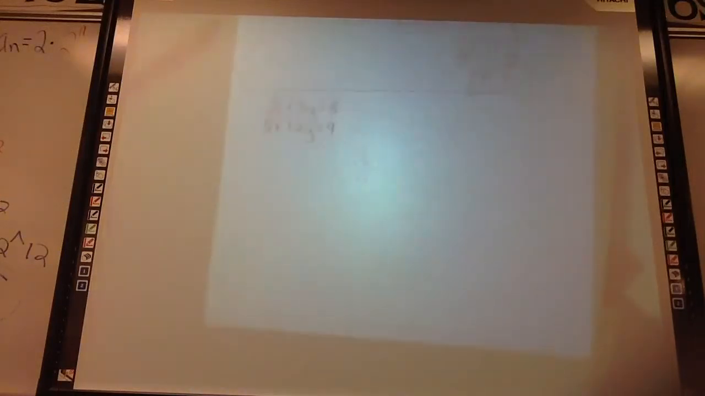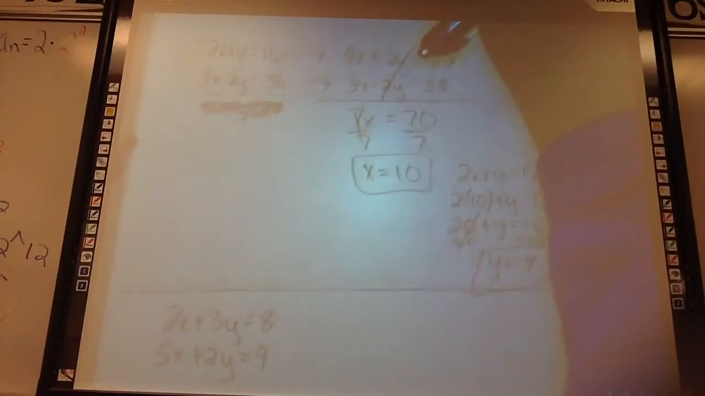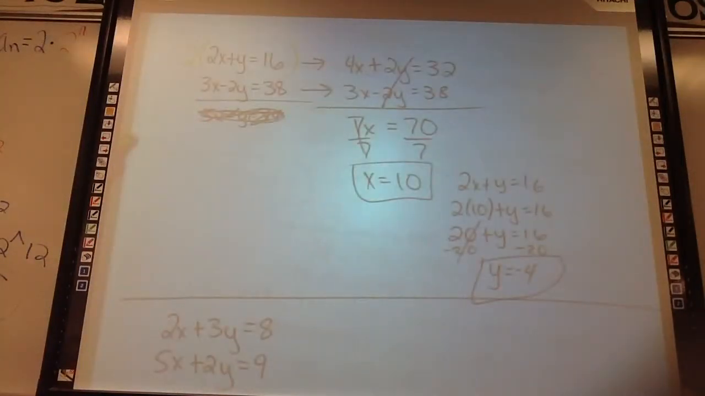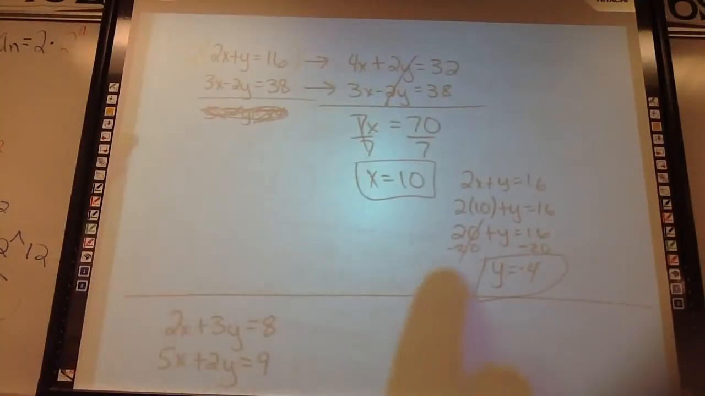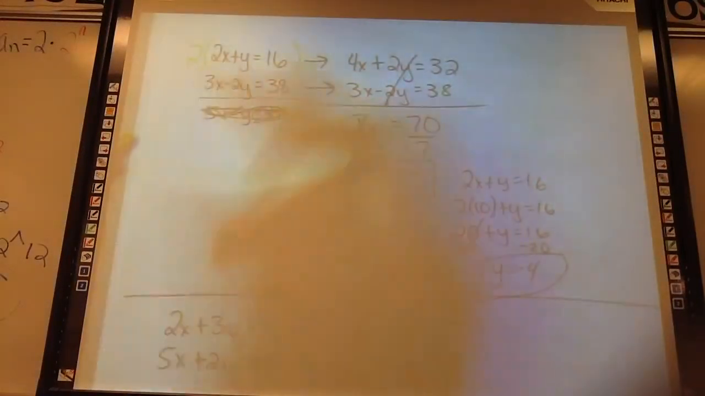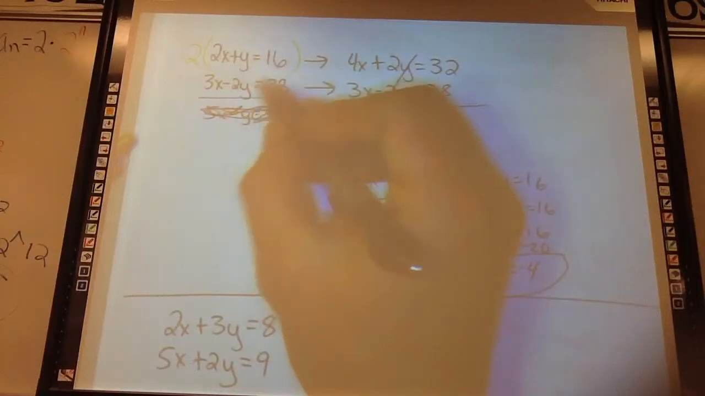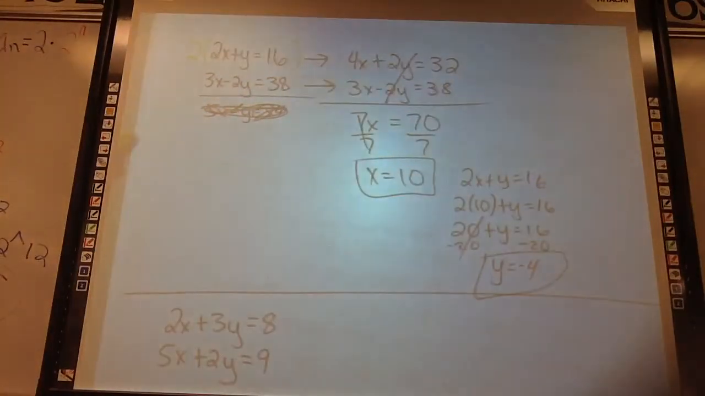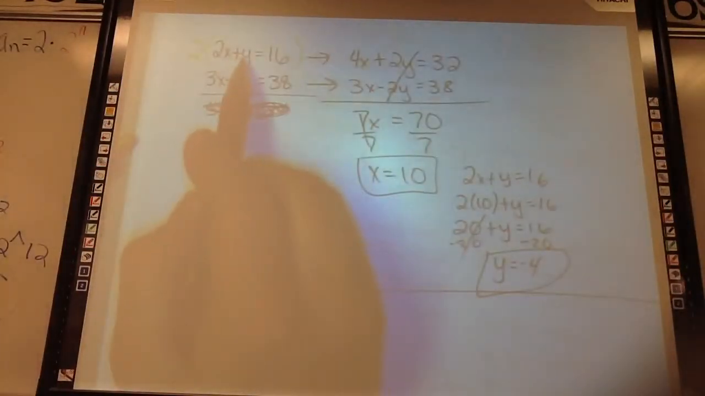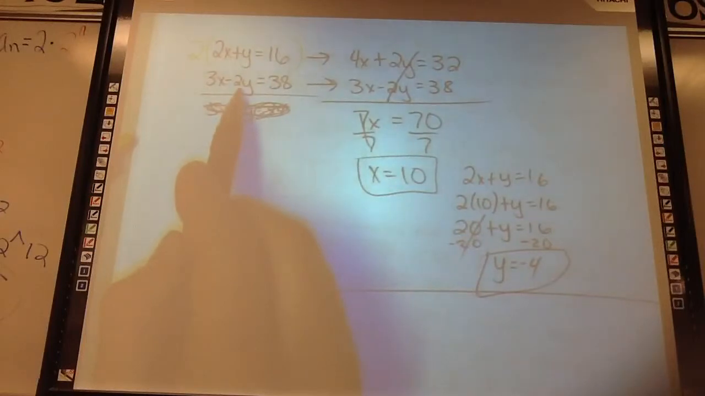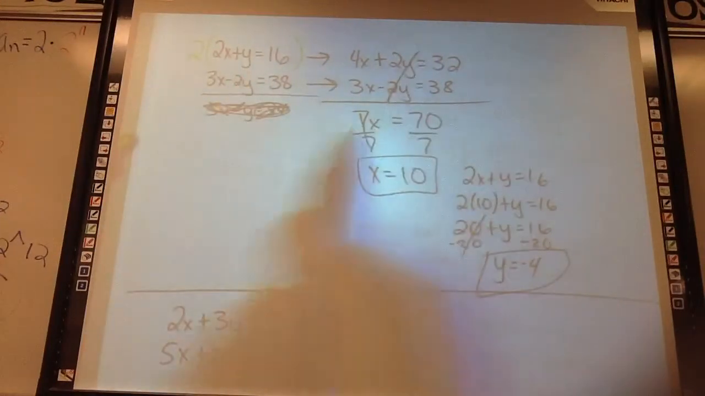Ready for the next one? Why did you multiply that one by 2? Because if I had just added them together, nothing gets eliminated. I need to make sure when I add them together, either x or y gets eliminated. So I saw I've got a positive y and a negative 2y. If I multiply that top one by 2, I'll have 2y and negative 2y, and when I add them together, that goes away.